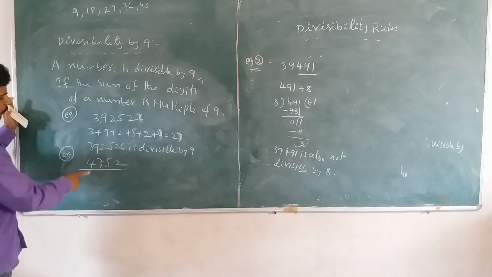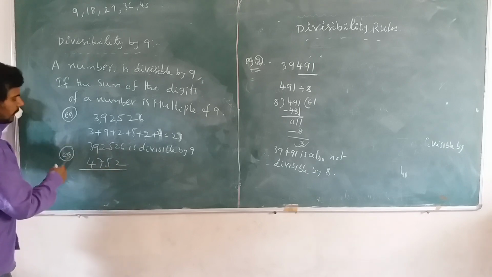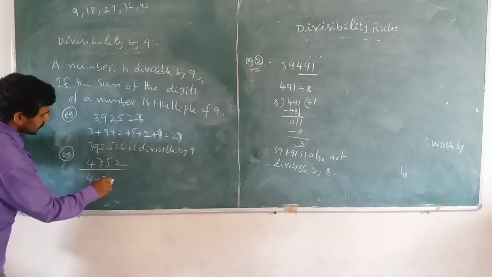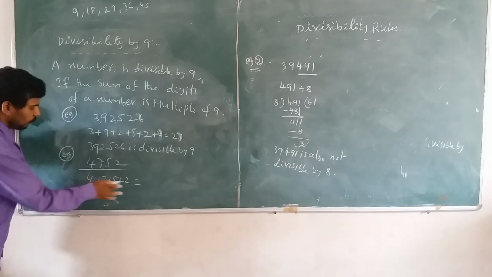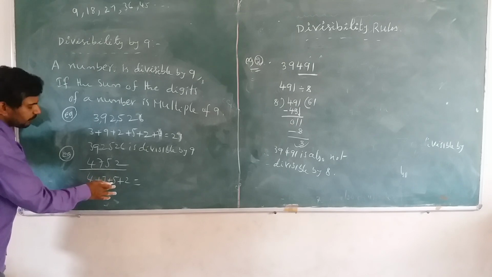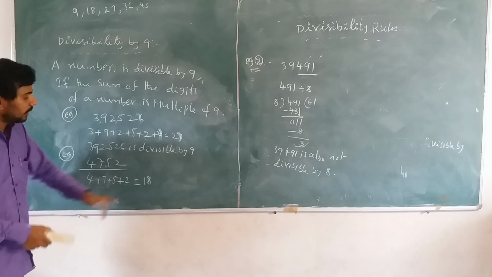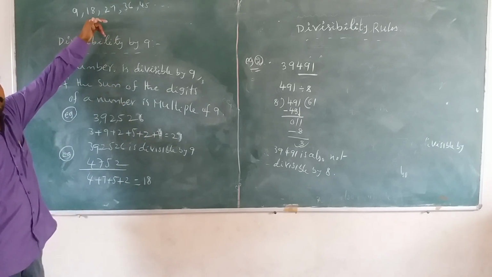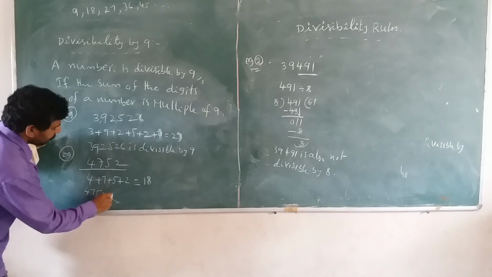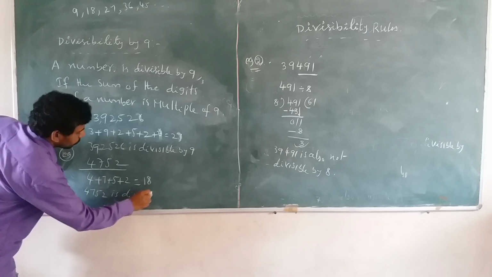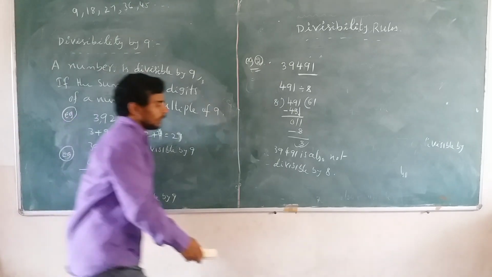The given number is 4,752. The sum of the digits: 4 plus 7 plus 5 plus 2. 4 plus 7, 11. 11 plus 5, 16. 16 plus 2, how much children? 18. 18 is also a multiple of 9. That's why, what is the given number? 4,752 is divisible by 9. Divisible by 9. Next, one more example.